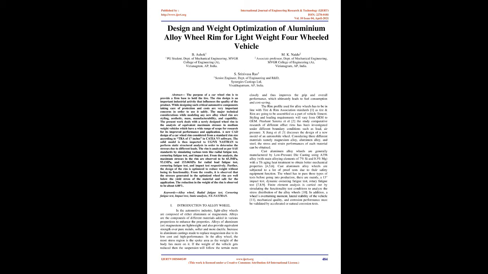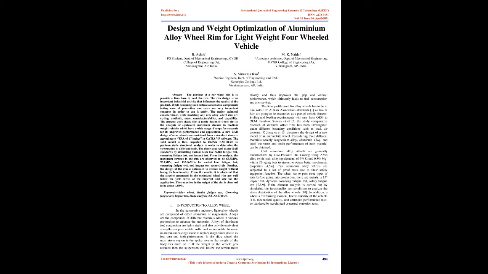A new CAD design of a car wheel rim is considered from a standard rim size according to TRA of 17 inches in CATIA V5 software. The solid model is then imported to UG/NX NASTRAN to perform static structural analysis in order to determine the stresses due to different loads. The rim is analyzed as per SAE standards by simulating various tests like radial fatigue test, cornering fatigue test, and impact test.